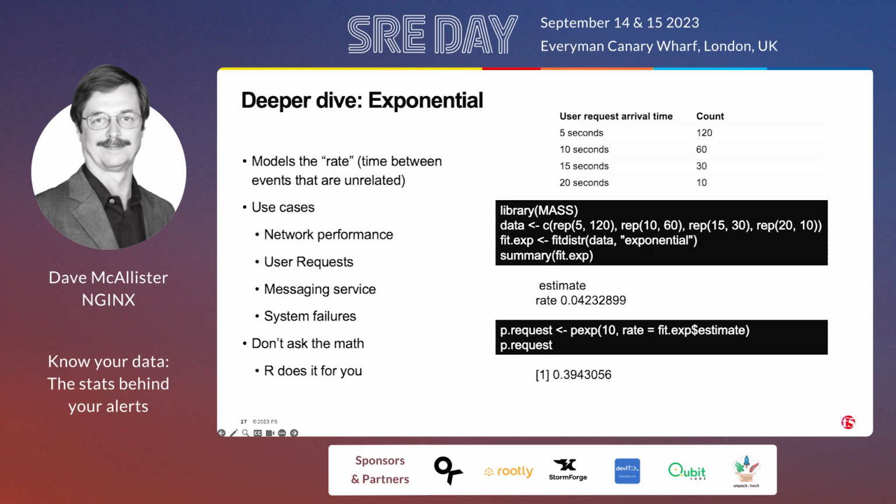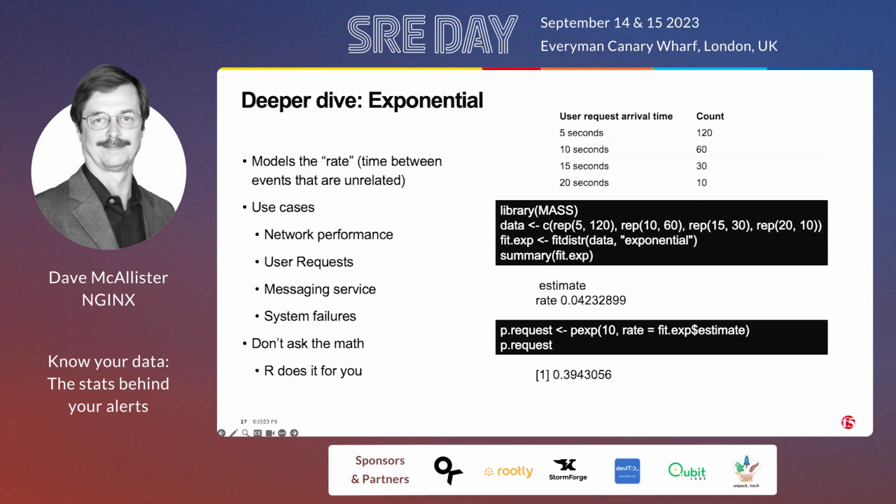Exponential is the other one I want to touch on here. And this one is about sort of the rate of things. So exponential in this case, I'm looking at user request arrival times. And we've got 120 that came in at 5 seconds down to 10 coming in at 20 seconds here. We use this in network performance a lot. We see this in user request messaging services, MQTT or AMQP, one of those.